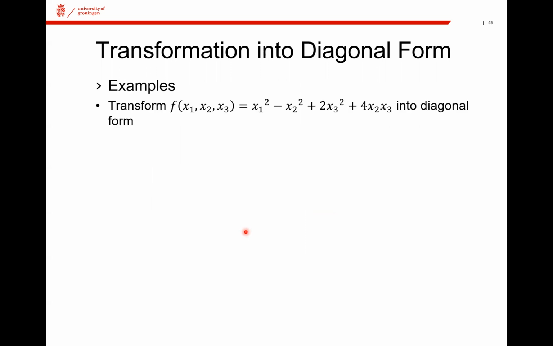Okay, some examples here. The first one, transform this quadratic form into diagonal form. So first, we write down the associated matrix. We look at the indexes and write down the elements, 1, -1, 2. And then only the term x2 times x3 has a coefficient, so we divide it by 2. So it will be 2 in these two elements, and other elements will be 0.